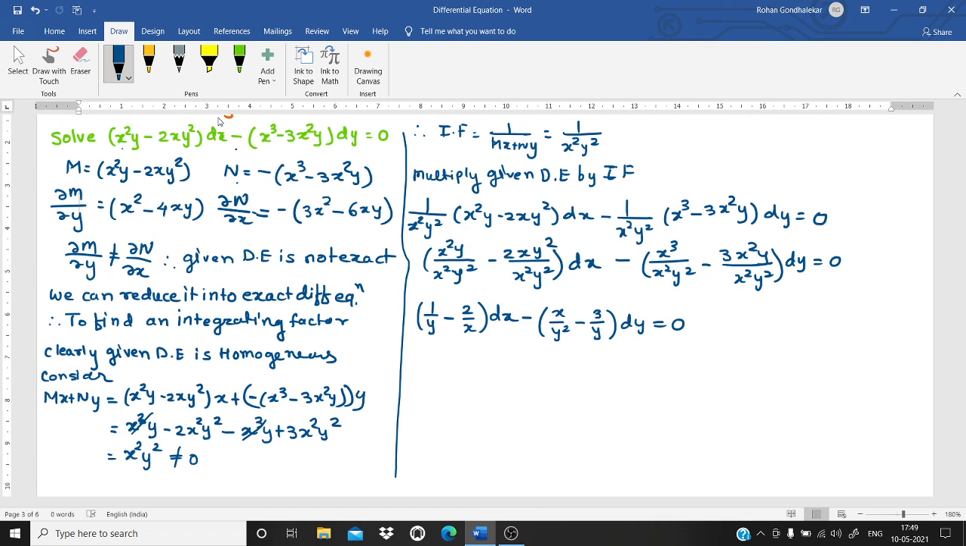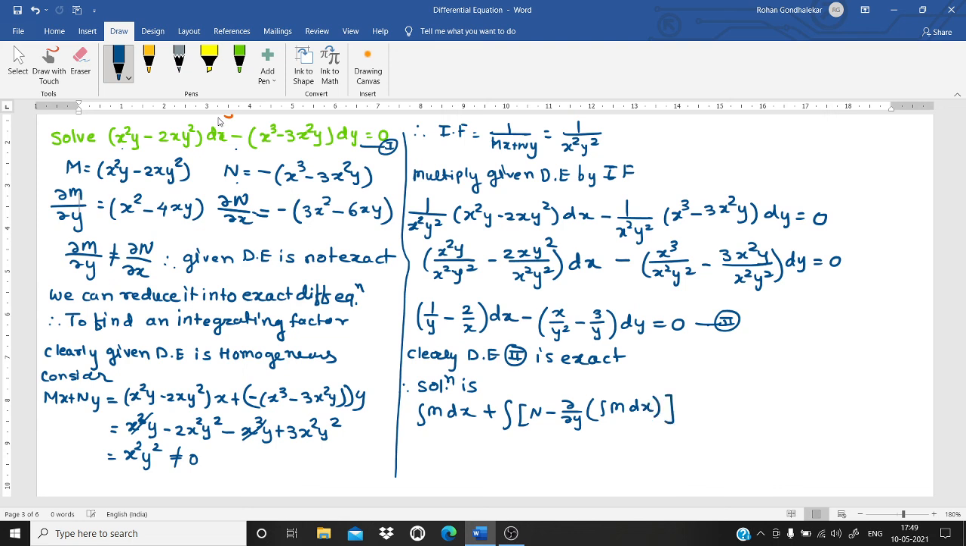So now I call the given differential equation as 1, and this as 2. Clearly, differential equation 2 is exact. Therefore the solution is, what is the solution? Integral M dx plus integral of N minus del by del y of integral M dx, integration is with respect to y, is equal to c. Now just go and calculate both the terms.